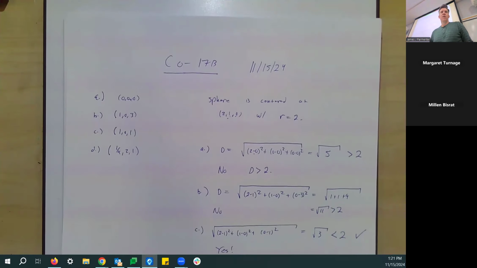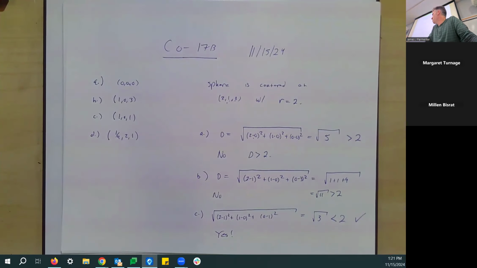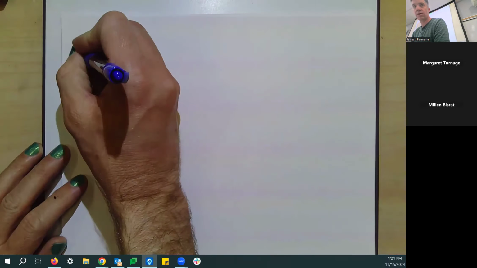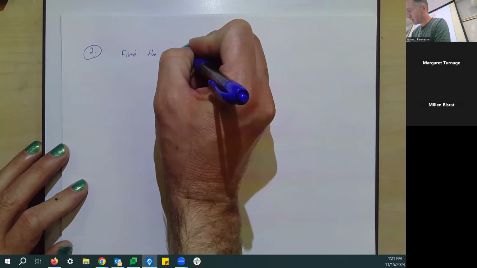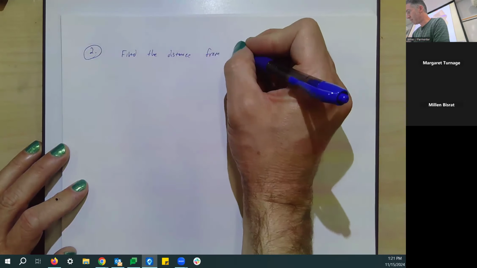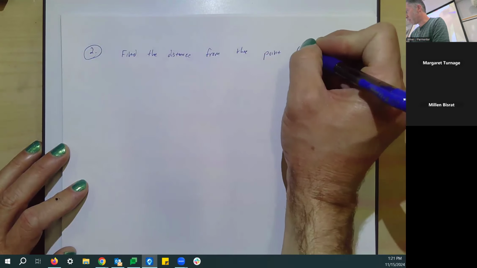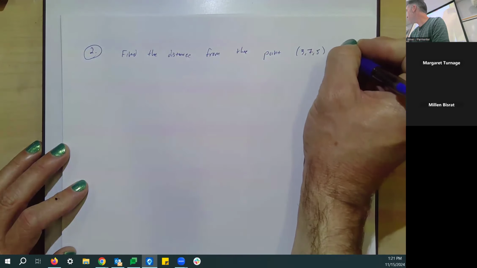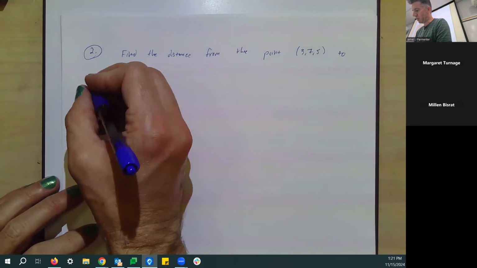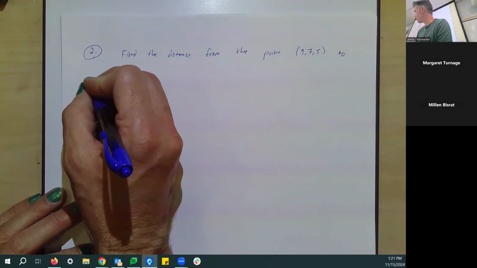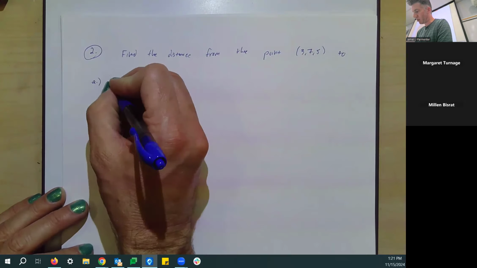Cool. So let's look at what else we have over here. Let's go with the distance. That distance one's a great question. I like this question. Find the distance from the point (3, 7, 5) to all the planes and all the axes, essentially. So we'll look at a few of these. I want to find the distance to the XY plane.